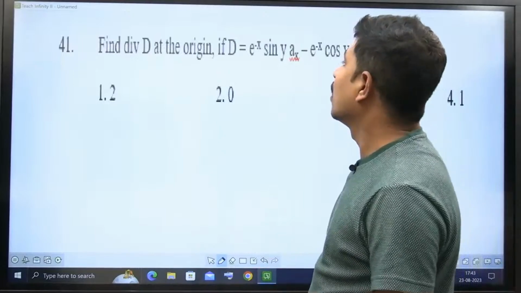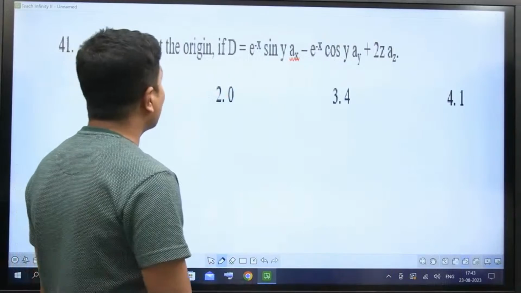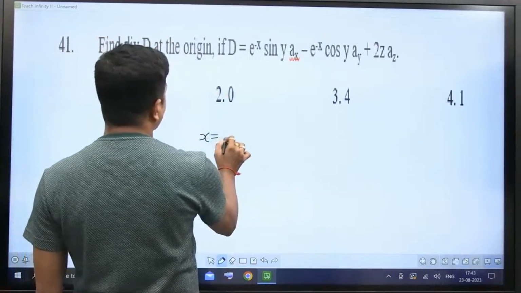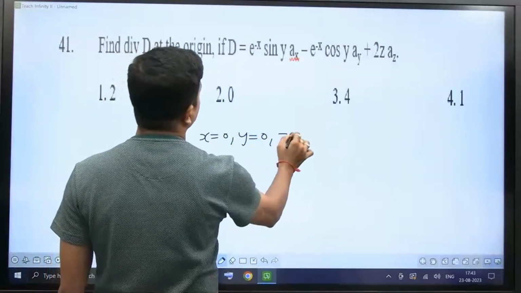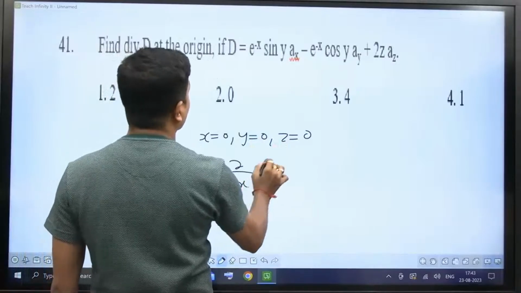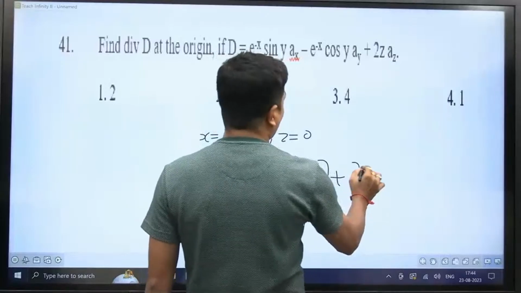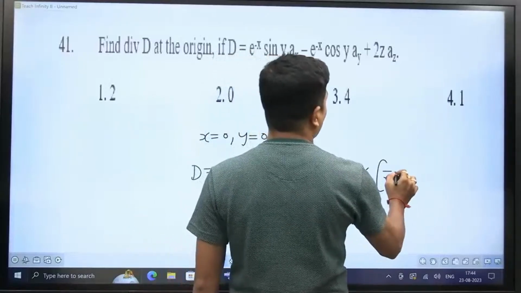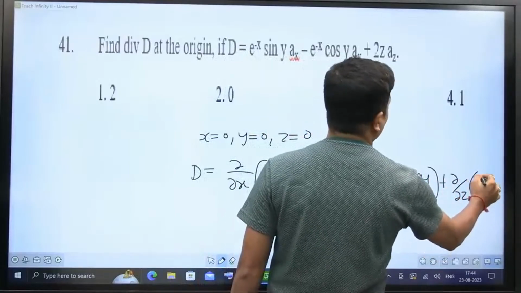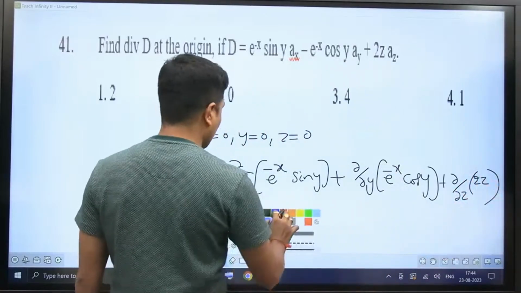Next question. Find the divergence D at the origin. At the origin means x is equal to 0, y is equal to 0, z is equal to 0. So divergence D is equal to dou by dou x of e power minus x into sin y plus dou by dou y of e power minus x into cos y plus dou by dou z of 2z. This is 2.